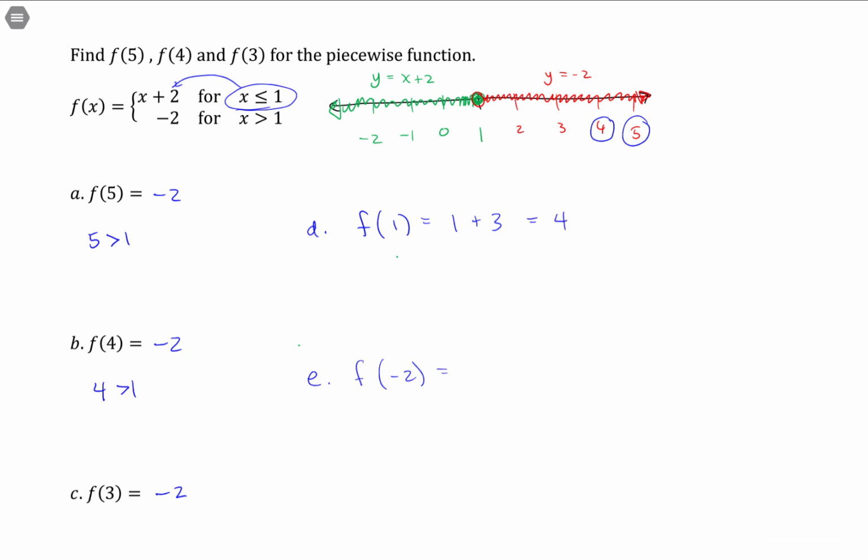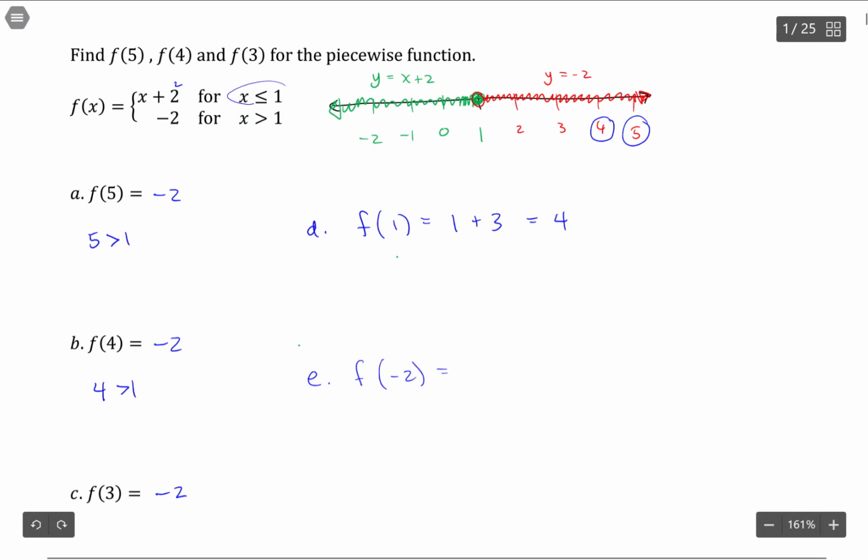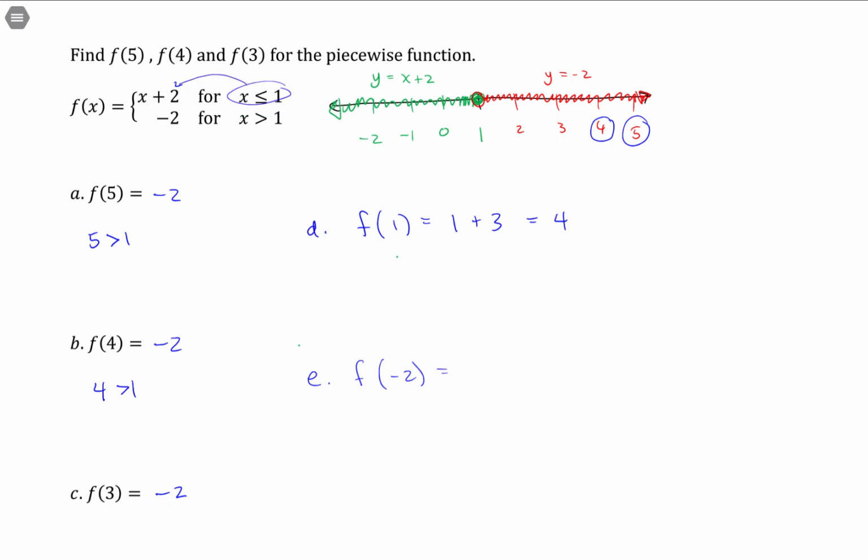And then -2 is also in this region here, so I use the same function as well. It's in the green region that I've colored in. So I plug in x as -2, and then it's x plus 2, so add another 2, and the result here is 0. So that's how we evaluate a piecewise defined function for some different values.